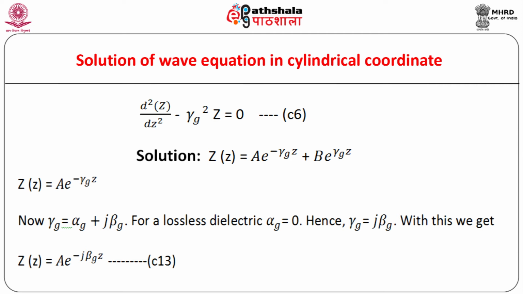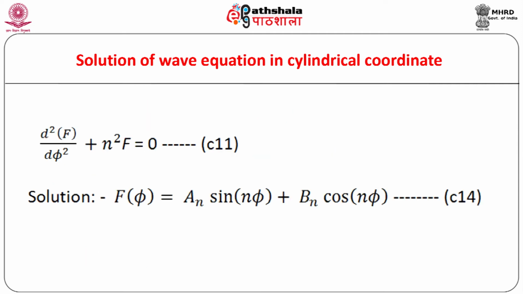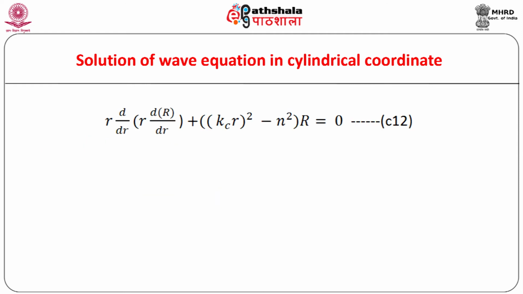Now, gamma g is equal to alpha g plus j beta g. For lossless dielectric, alpha g is 0, hence gamma g will be equal to j beta g. With this, we get Z as a function of z is equal to a e raised to minus j beta g z. Let us call this equation number C 13. The differential equation in phi is as shown. Now, consider the differential equation in r.